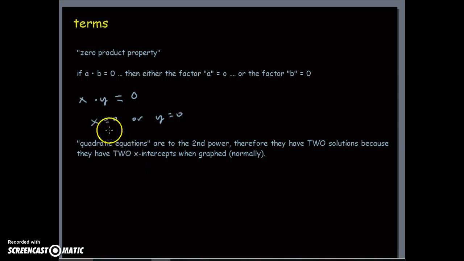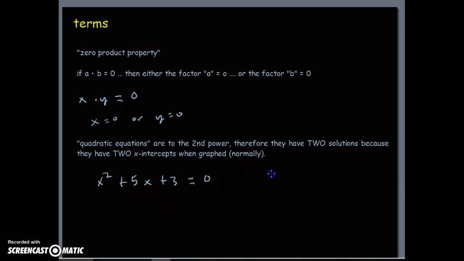Quadratic equations are to the second power. So we've seen that these quadratics are to the second power. So here's an example of a quadratic. And when we solve these, therefore they have two solutions. Because it's to the second power, there's going to be two values for x when we solve for x.